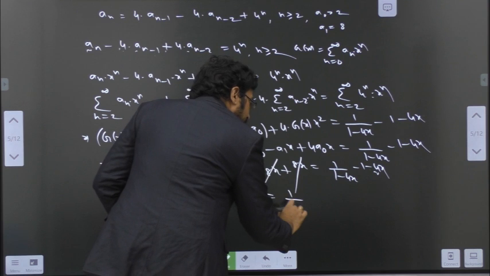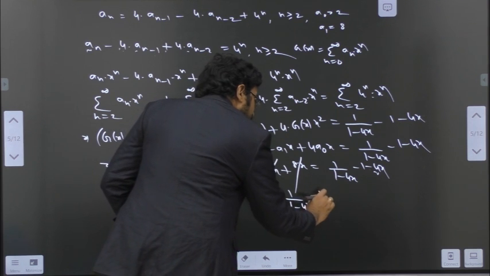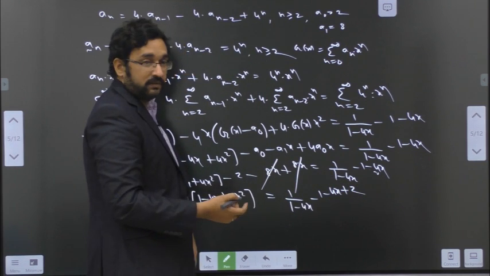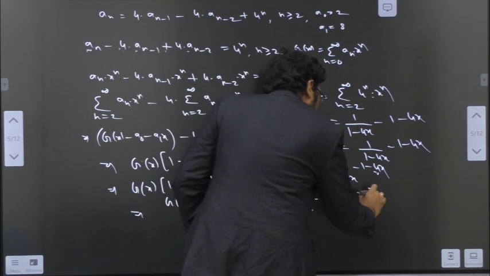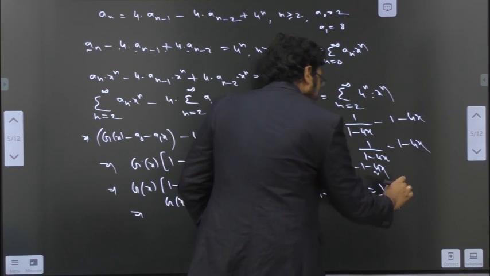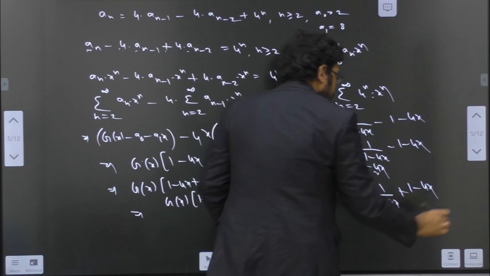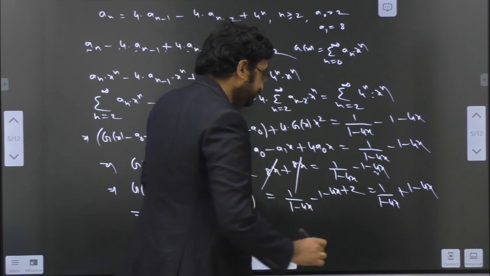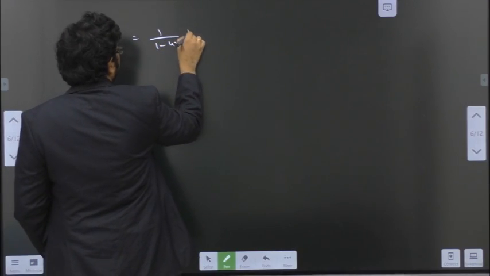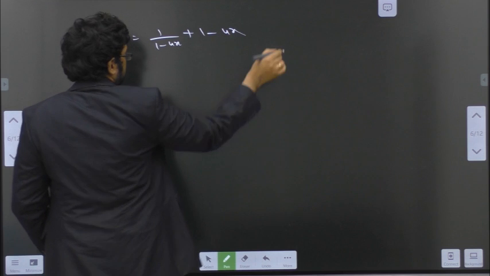So 1 by 1 minus 4x minus 1 minus 4x plus 2. 2 minus 1 is 1. So we can write that as 1 by 1 minus 4x plus 1 minus 4x. Now take the LCM here.